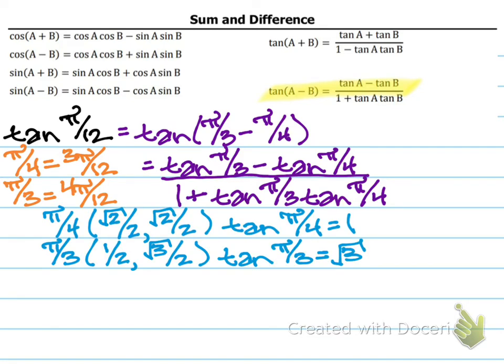So pi over 4, there's my ordered pair, but for this formula we need tangent. The tangent of pi over 4 is 1. And then for pi over 3, remember it's y over x, so it's just going to be root 3. And then I plug into the formula. Some of the tangents do get a little bit icky if your tangent is a fraction. So just be careful and remember that you can rewrite that as horizontal division if you need to.